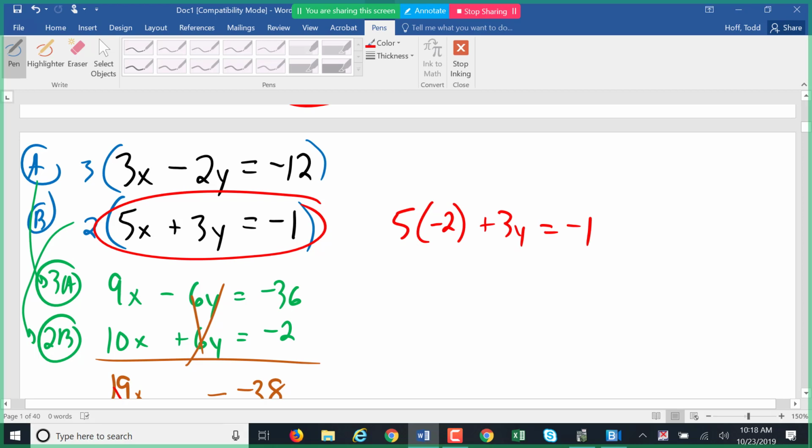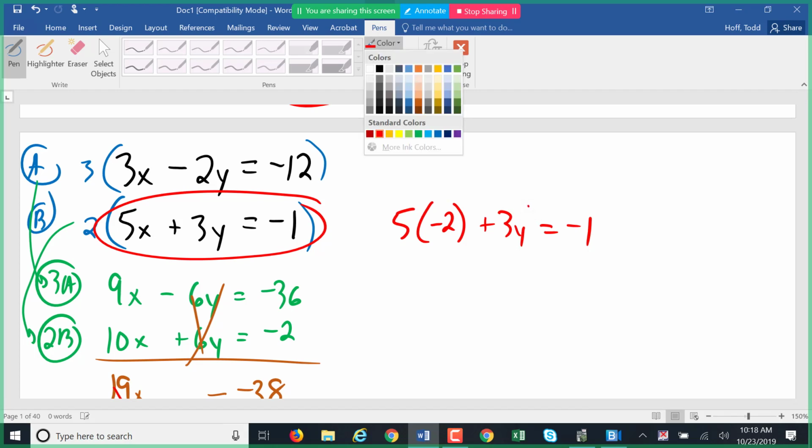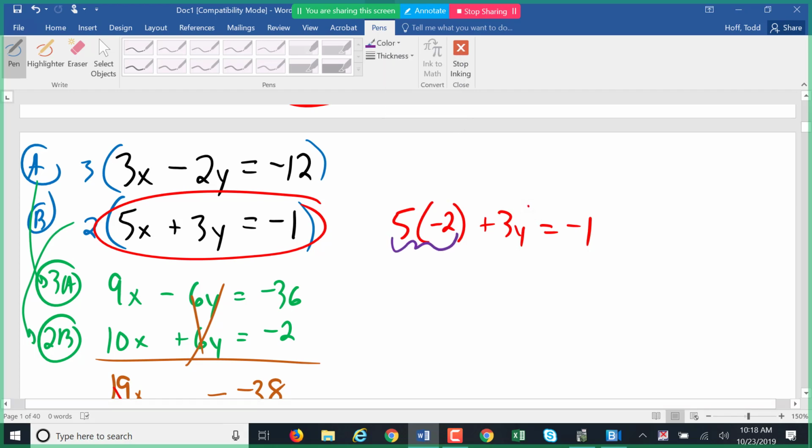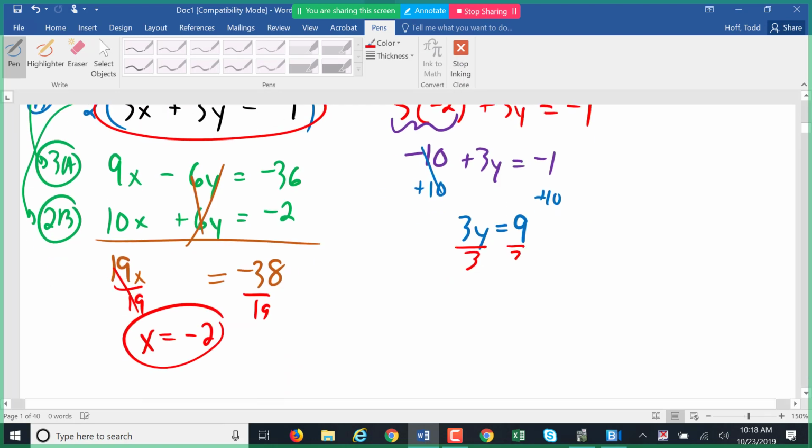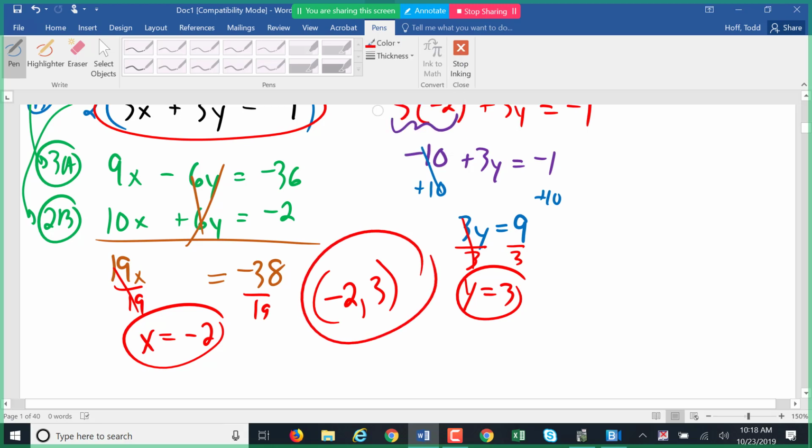Now I could have picked either equation. I just always try to pick the one with the least negatives on the variables, just because it usually produces less calculation errors. So 5 times negative 2 is a negative 10, plus 3y equals negative 1. We will add the negative 10, or add 10, I should say. You get 3y equals negative 1 plus 10 is 9. And we divide by 3 to get y equals 3. So x is negative 2 and y is 3, where those equations cross.